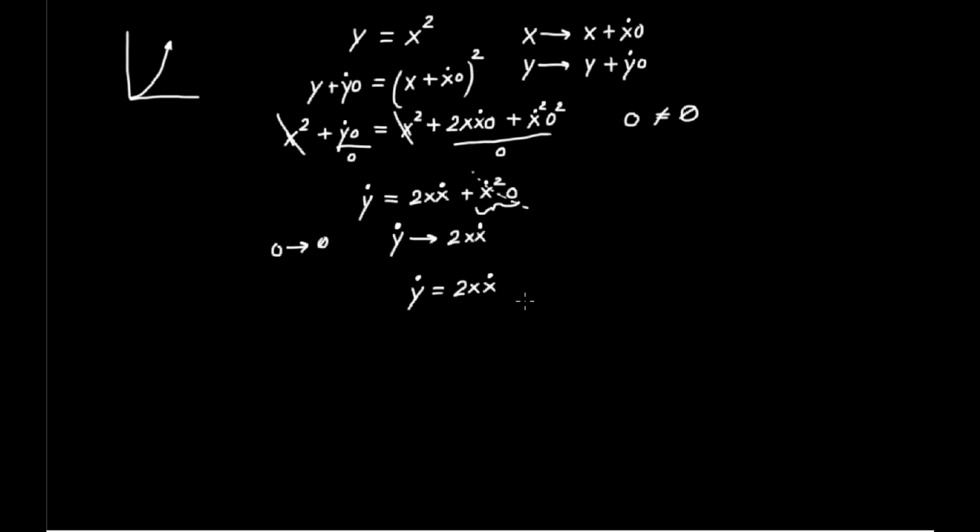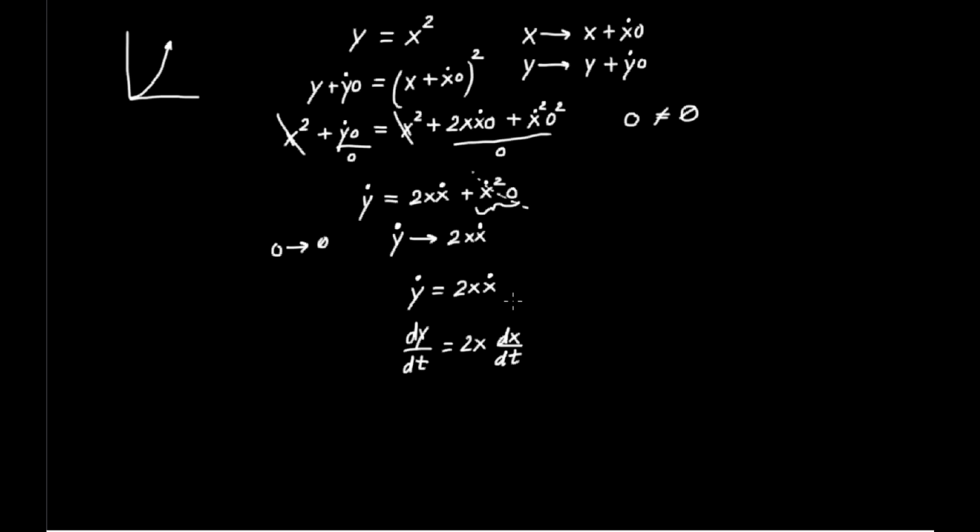What's going on there? To convert this to our modern notation, y dot would really be dy over dt, and x dot would really be dx over dt. So that's what this equation is saying in our modern notation. I guess you would say the Leibnizian notation.